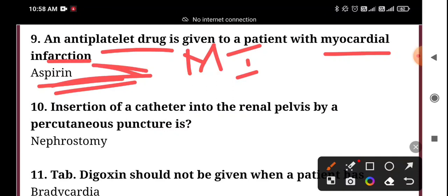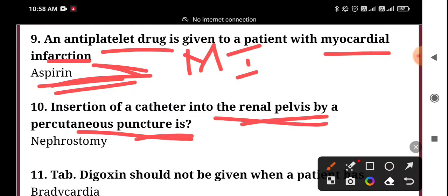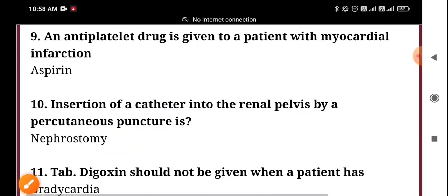So next question. Insertion of a catheter into the renal pelvis by a percutaneous puncture is a procedure called nephrostomy. So please remember this answer also. Nephrostomy.